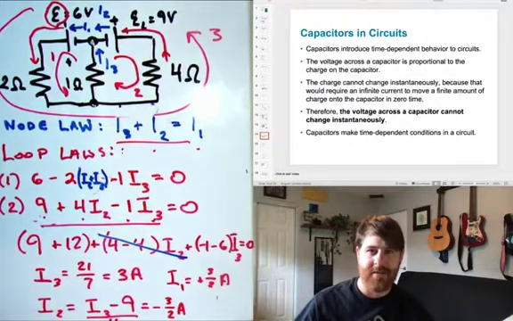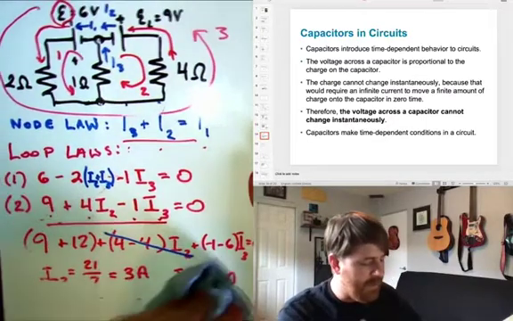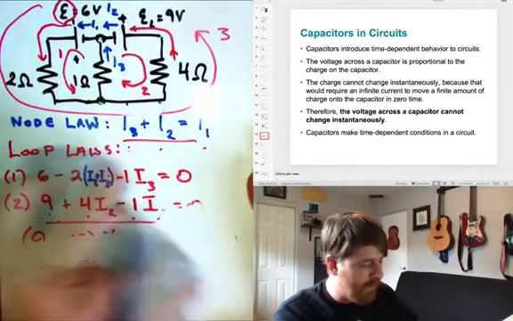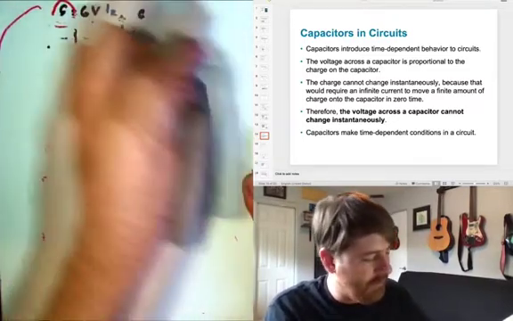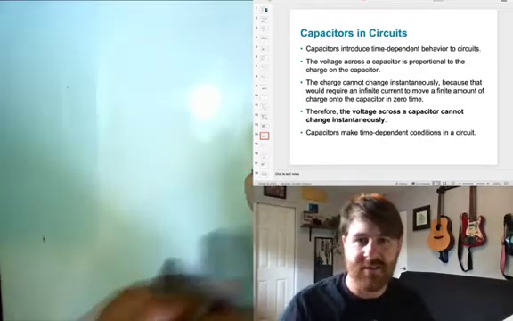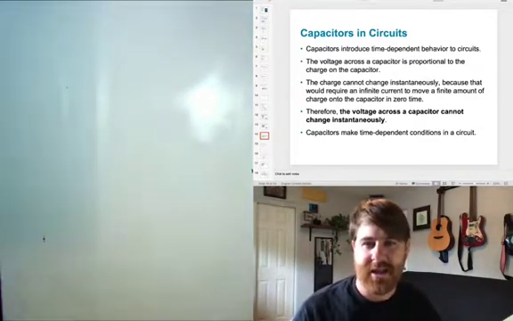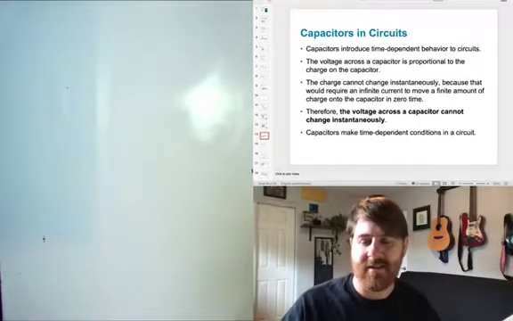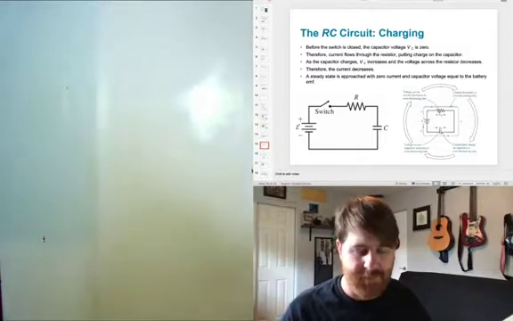What about capacitors? When we put a capacitor into a circuit, it introduces time dependence into the circuit. And we can look at a simple example. This is what we call a resistor capacitor circuit, or an RC circuit. The voltage across the capacitor cannot change instantaneously, so there is a time-dependent circuit here. Let's look at this example.